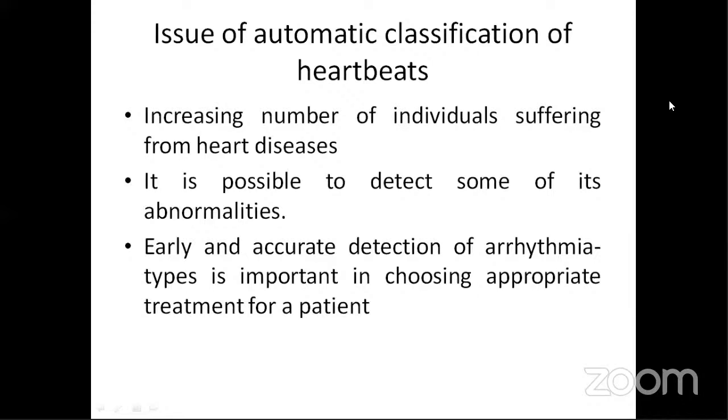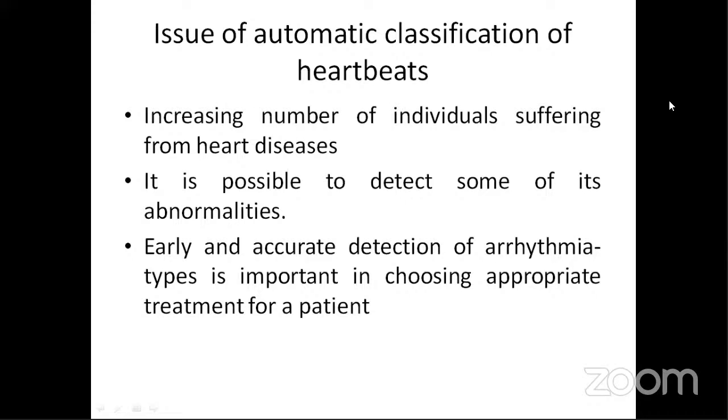The final one is the issue of automatic classification of heartbeats. There is an increase in the number of individuals suffering from heart disease, so automatic classification is needed for diagnosing and treating them. Then the abnormalities can be detected and the patient can be treated.